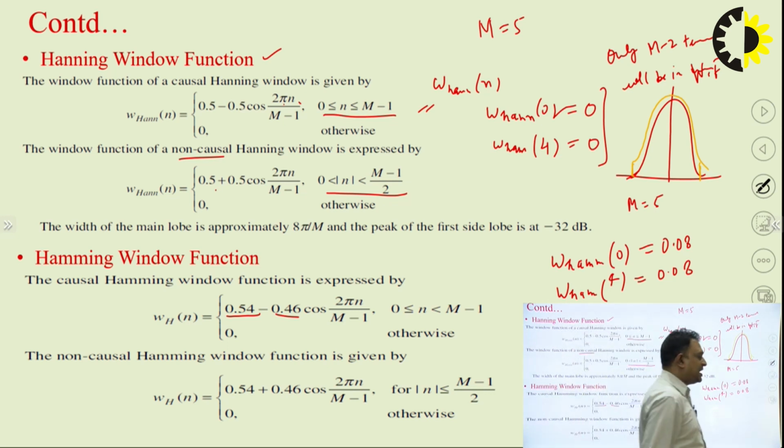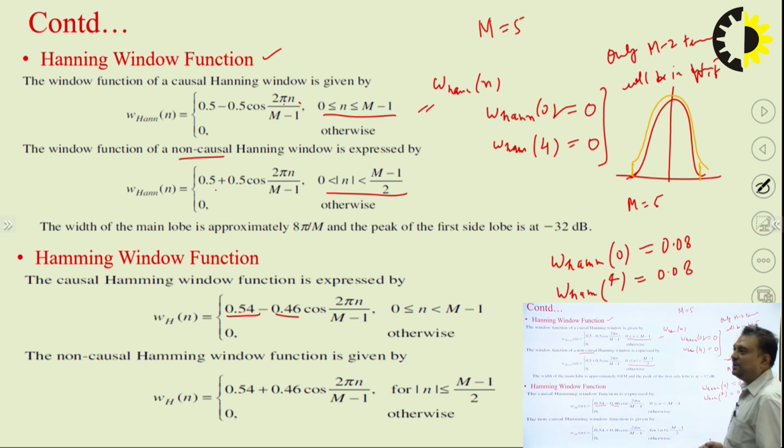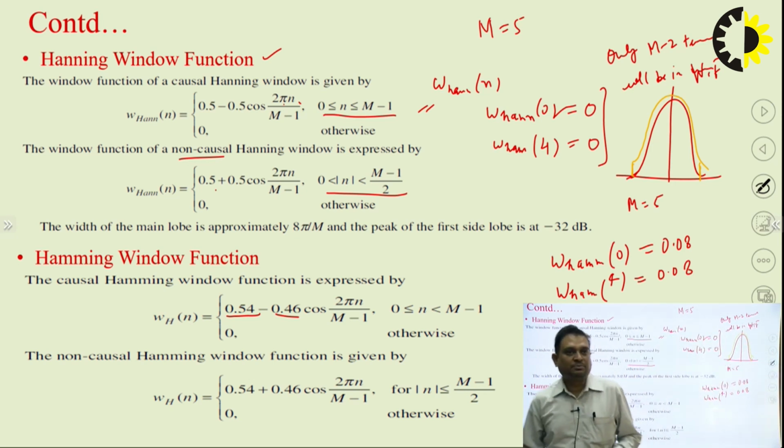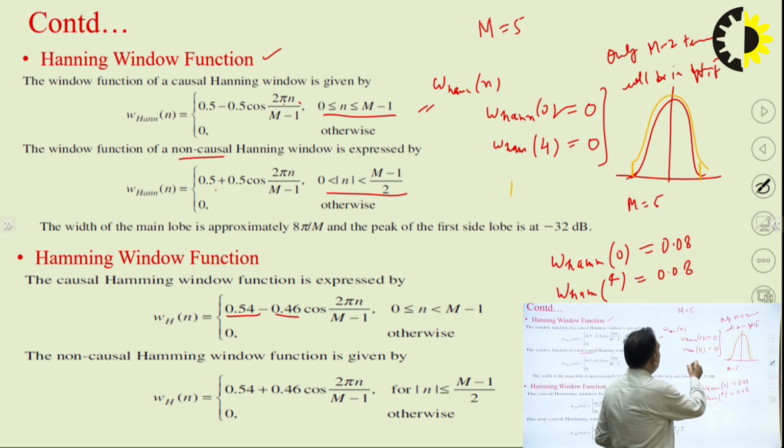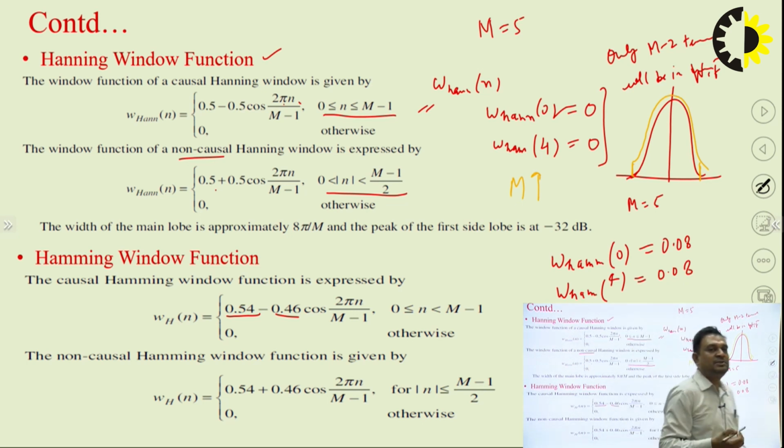One important thing is that there are two types of lobe, major lobe and side lobes. Major lobe width is proportional to transition bandwidth. So major lobe width can be reduced or increased by controlling the value of order m. By increasing filter order m, we can reduce the transition bandwidth or major lobe width, but there is no control over the side lobe width.